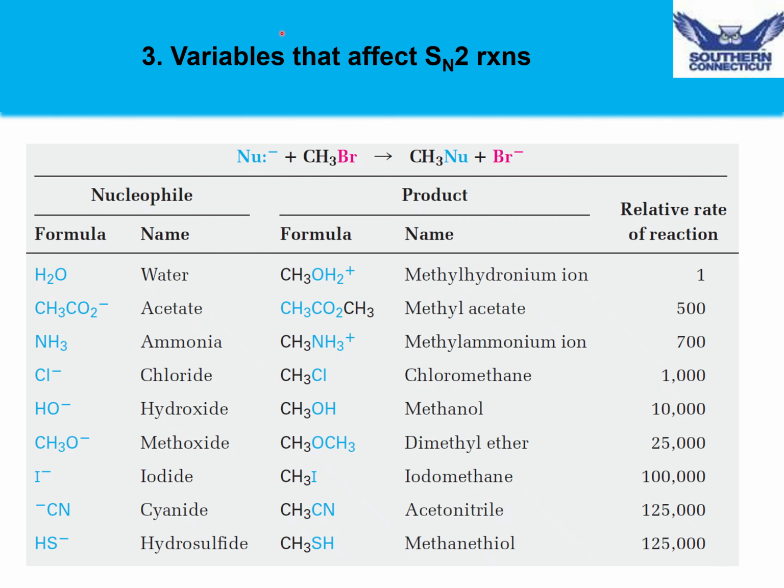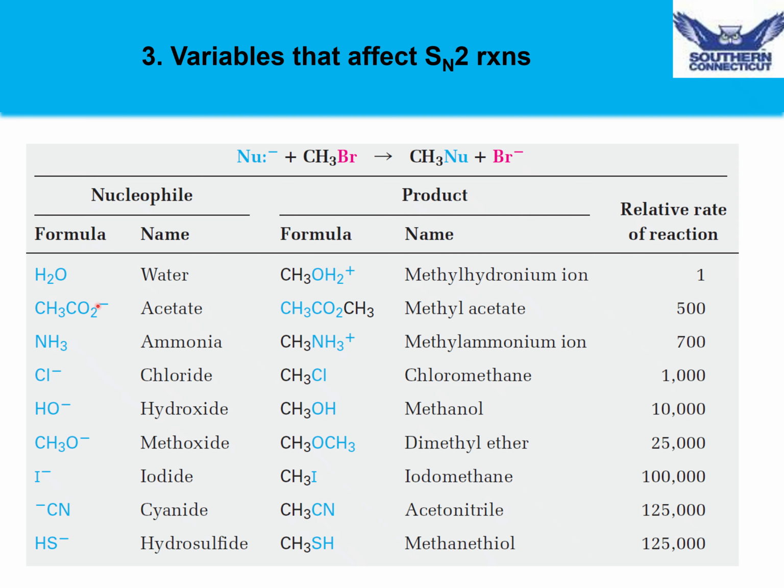In this table here, we see a comparison between different nucleophiles and the relative rates of these nucleophiles when it comes to reacting with methyl bromide. And so this table nicely summarizes a lot of the things that we said about the factors that influence the SN2 reaction. So for example, water is a neutral nucleophile, so it is not a great nucleophile compared to, let's say, the acetate ion, which has a negative charge on it.